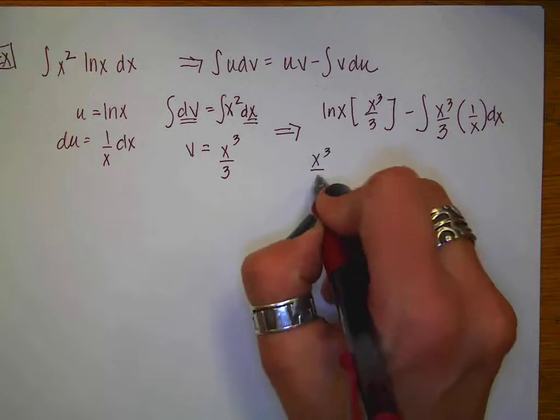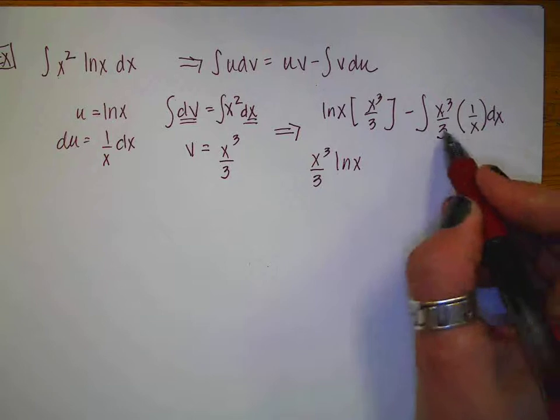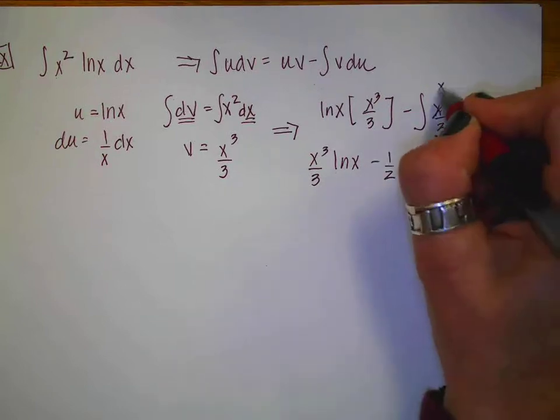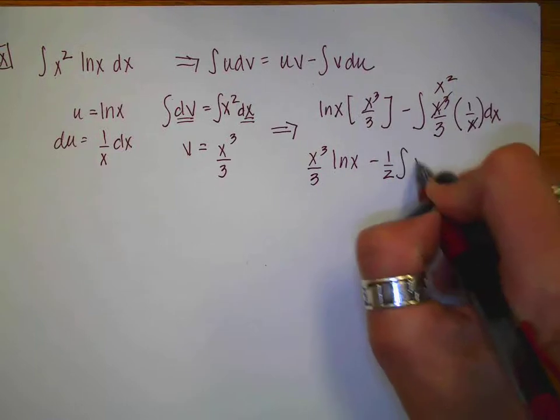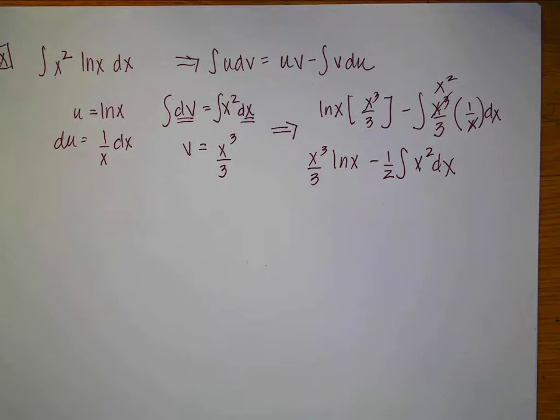And then I'm going to clean this stuff up a little bit. I'm going to move this out front because I think it looks better. I think things just don't get confusing. All right? And then on this one, I'm going to take the 1/3 out front, and x goes into x cubed and leaves an x squared. So I just have the integral of x squared dx.